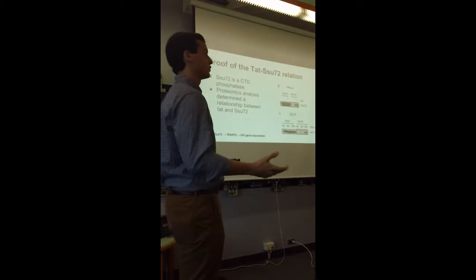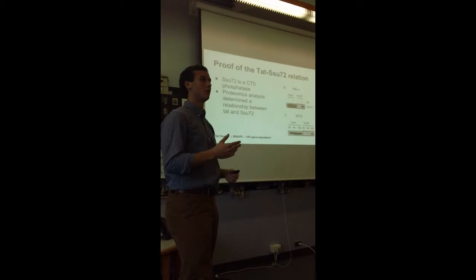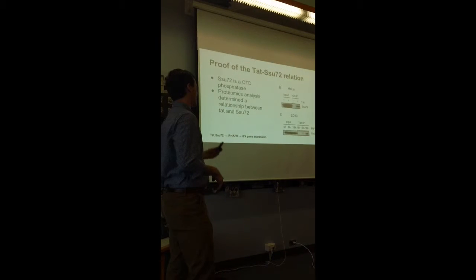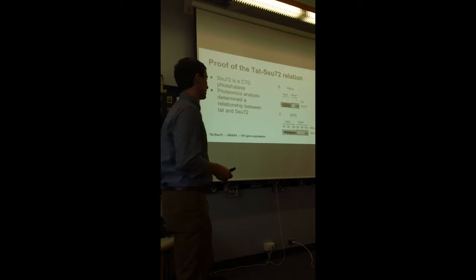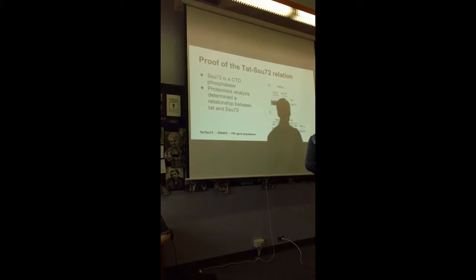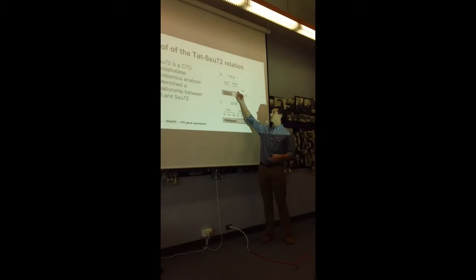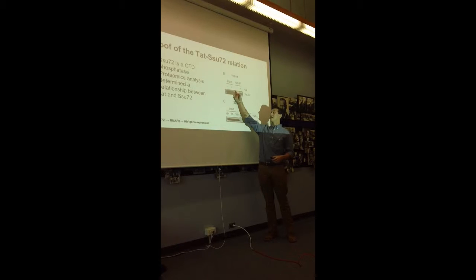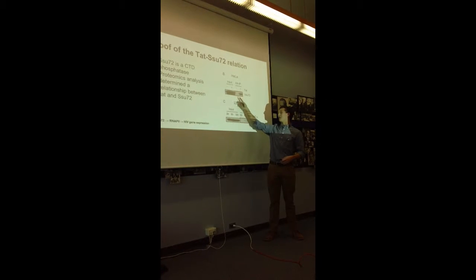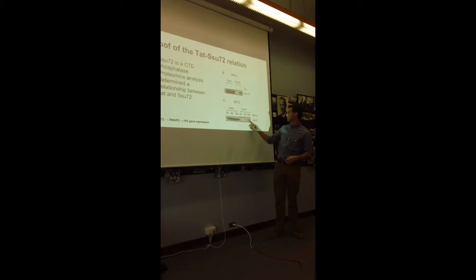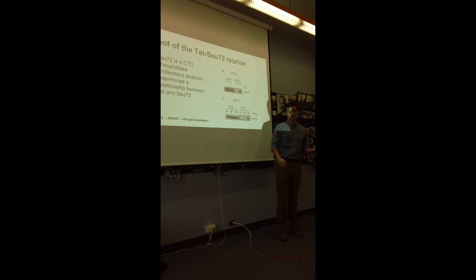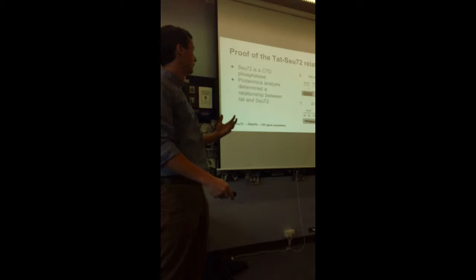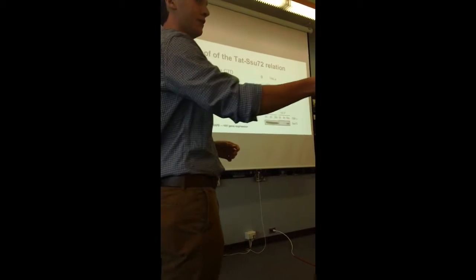And first, the researchers looked at finding a link between TAT and SSU72. So they just did a protein analysis, and what they found was in TAT positive cells, there was SSU72 activity. TAT negative cells, there was no activity. And over time, there was an increase of activity. That's important because it sets up the rest of the article and finds this new link.